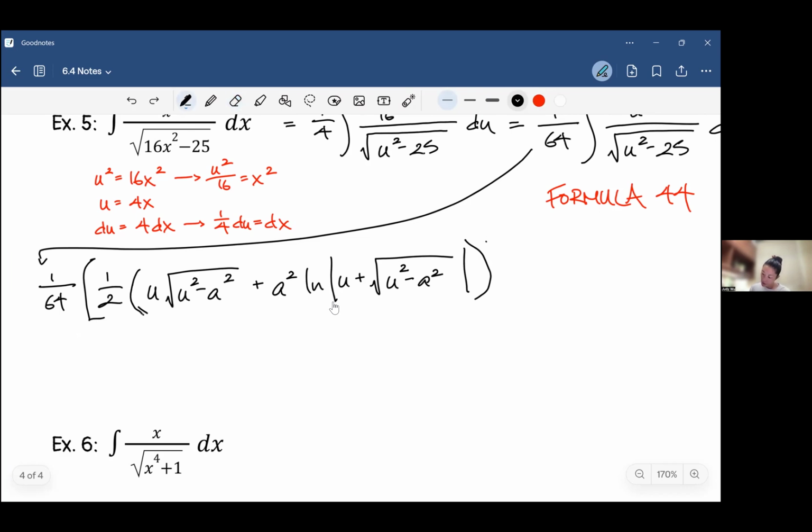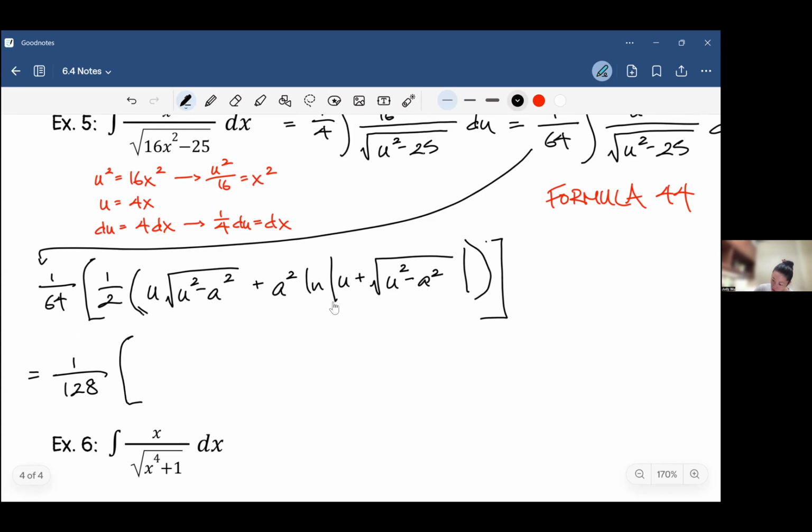Why can't I keep track of all my parentheses? 1/2, close, close. There we go, bracket. Okay. So it's okay to get lost in the weeds, clearly. Happens to me all the time, but we're going to have 1 over 128.